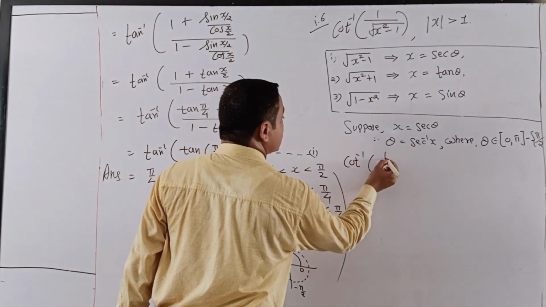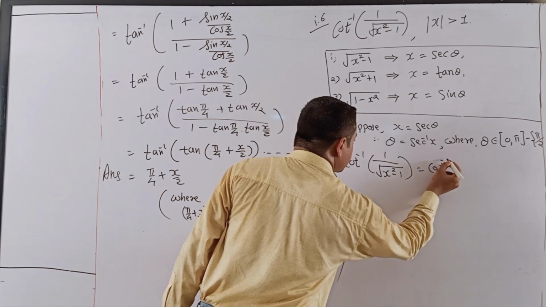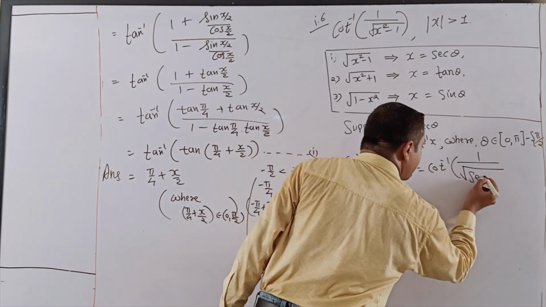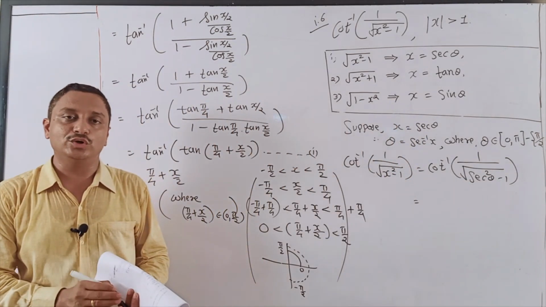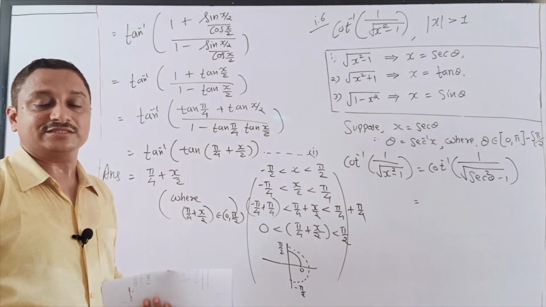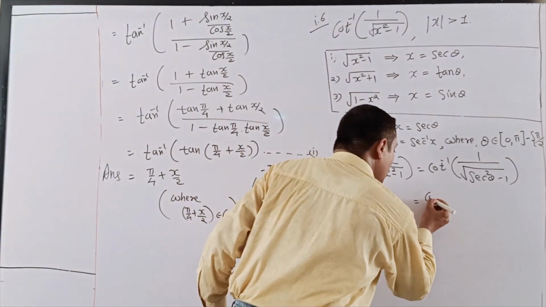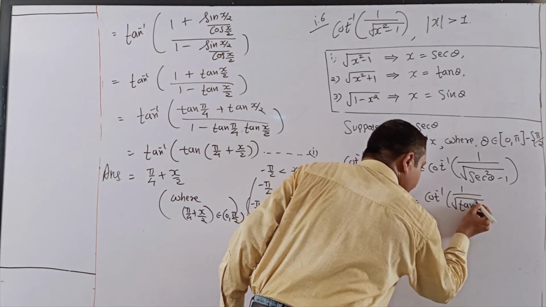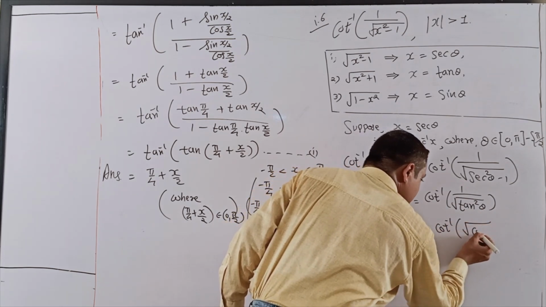Cot inverse 1 upon under root, just applying in this way, under root of sec square theta minus 1. Now look at that, students, you know 1 plus tan square is sec square. So sec square minus 1 is tan square. So cot inverse, it is tan square theta. Moving ahead, it is the reciprocal, cot square theta.